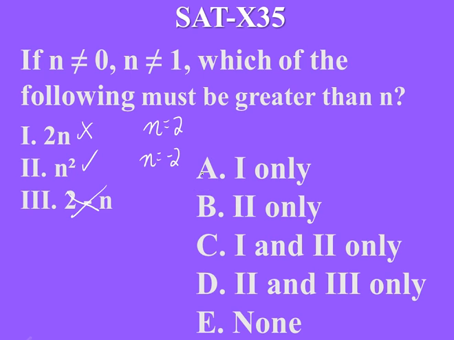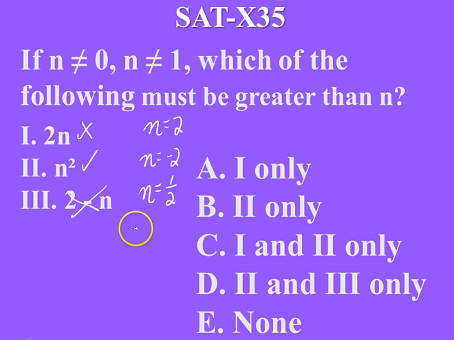but however, as I said, you have to think about all the different possibilities that n could be. So you want to think about n as a possible fraction. Let's make n equal to 1/2. Now we've already eliminated choices 1 and 3, so we don't have to worry about those anymore. But let's go to choice 2.